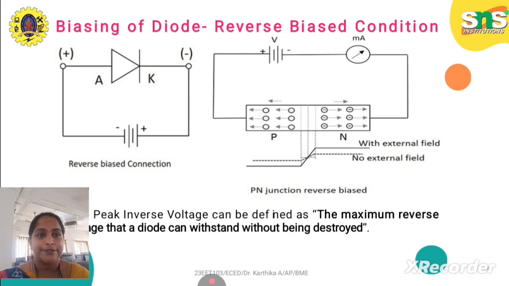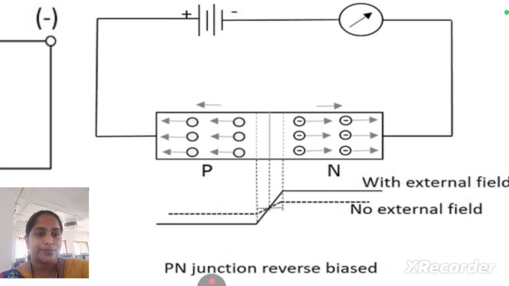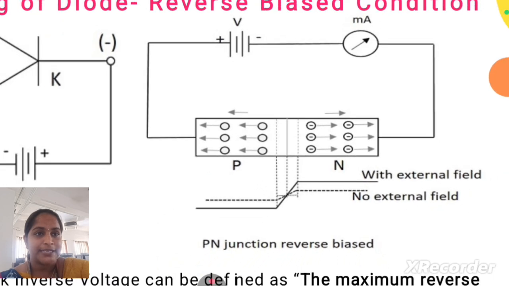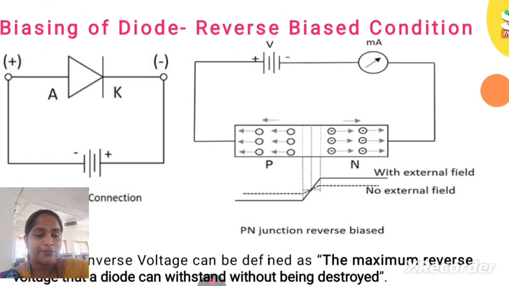See, biasing of diode, reverse biased condition. Here we have one change. Our positive anode is connected with the negative of the source. See the diagram. With the external field, we get a graph like this. With no external field, we get a moderate amount of signal output. In reverse bias condition, we do not have that much current flow. Ideally there is no current flow, but we have a little bit of current flow, which is not that high compared to forward biasing.